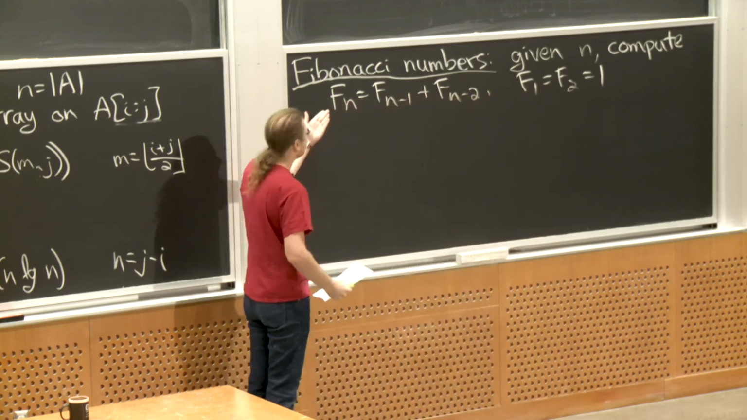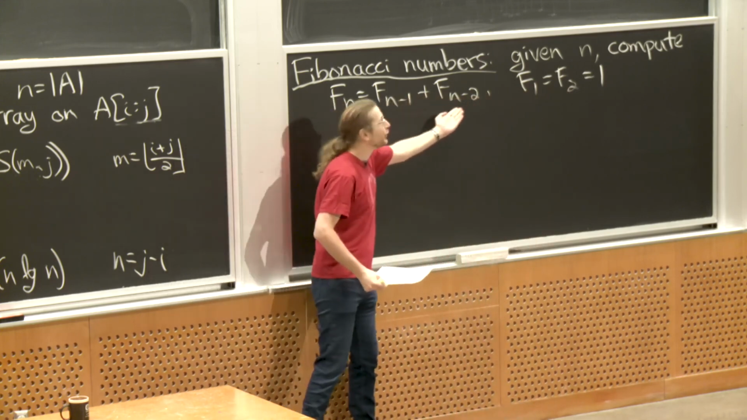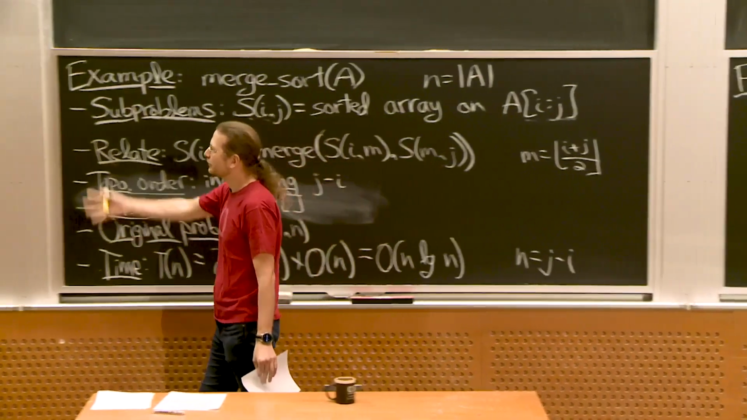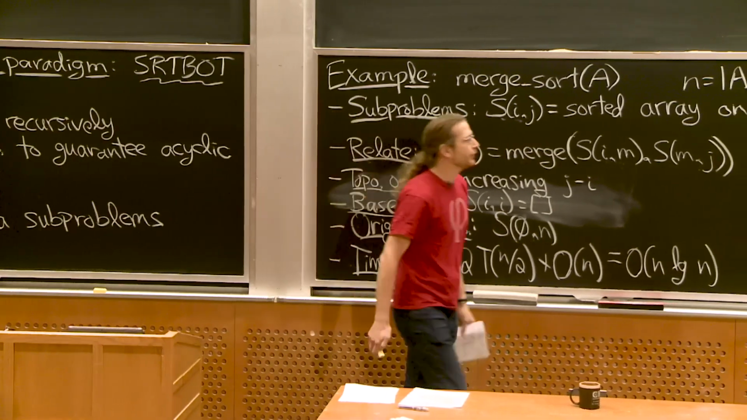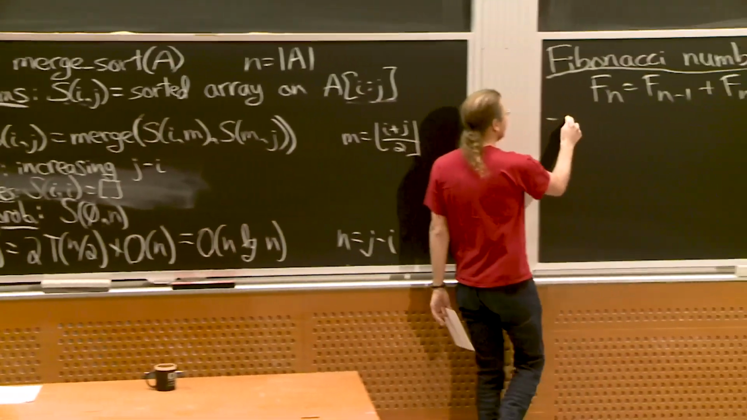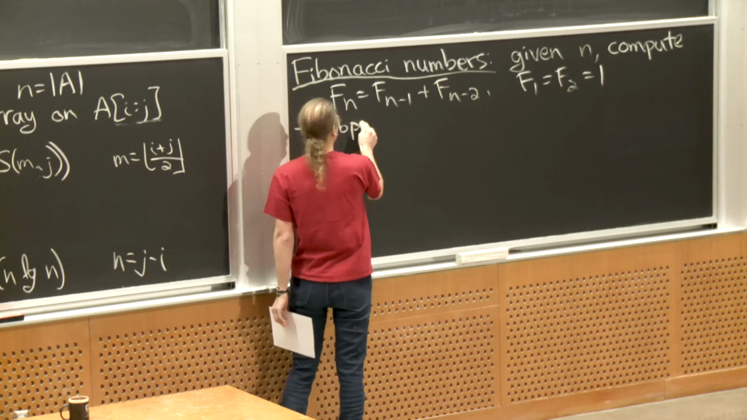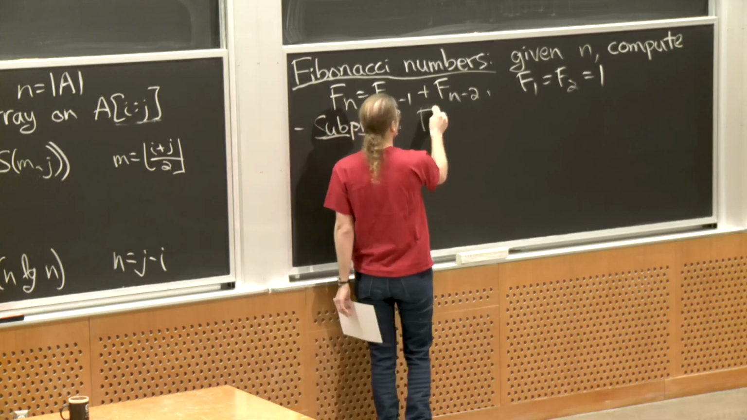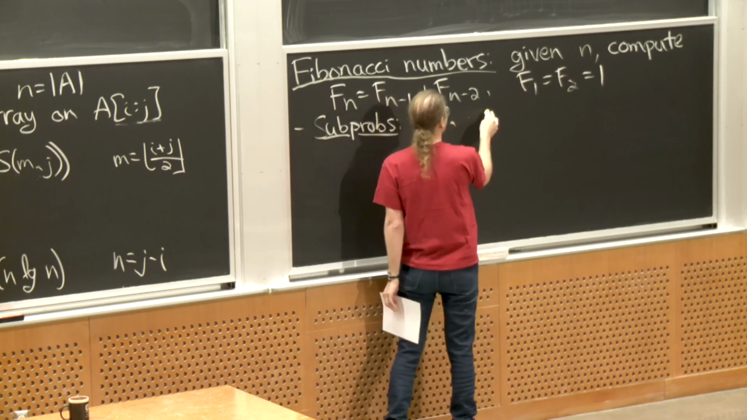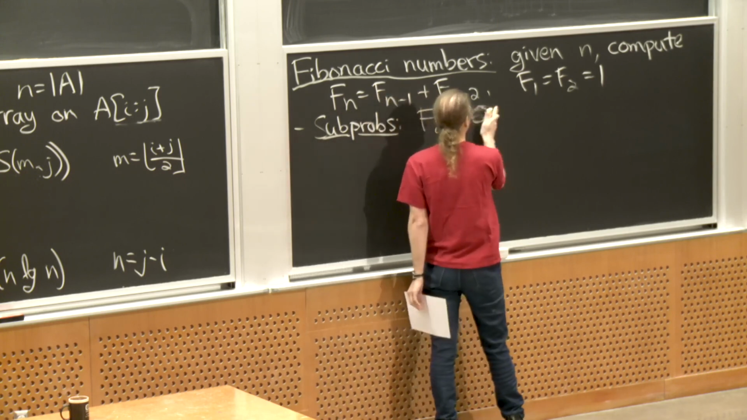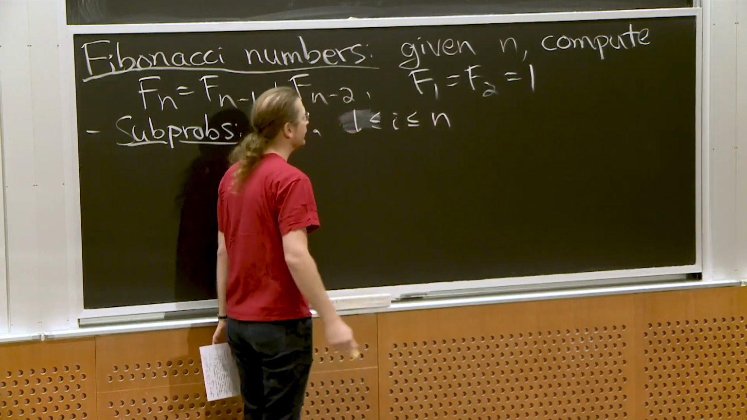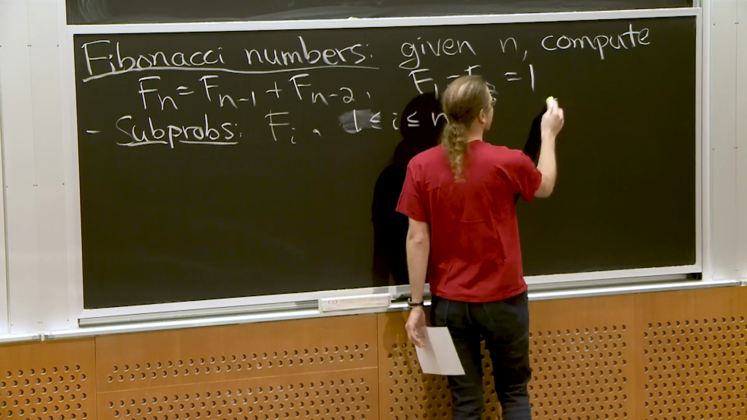And so we'd like to compute this. This is a recurrence, so it seems very natural to write it as a recursive algorithm. So let's try to do it. We start with what are the subproblems. The obvious subproblems are just the various Fibonacci numbers, F i for i between 1 and n. So there are n of these subproblems.